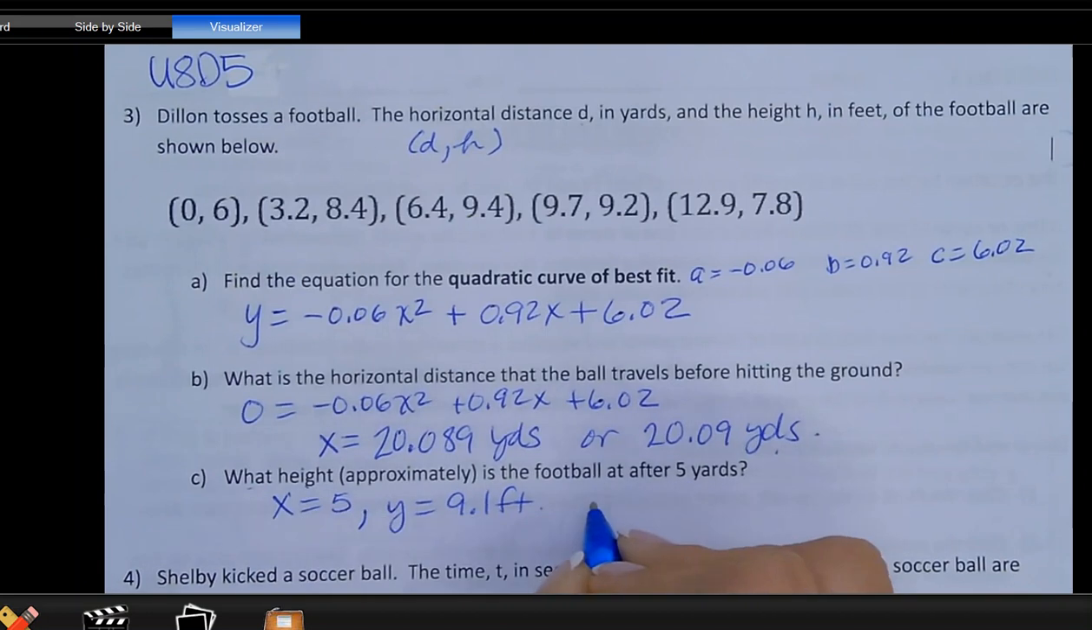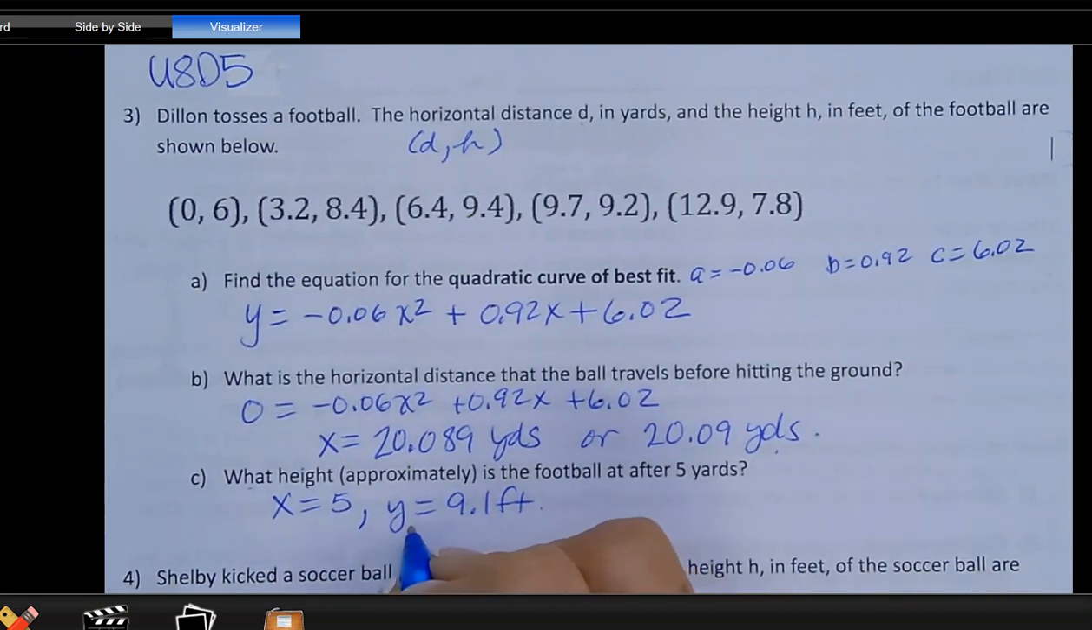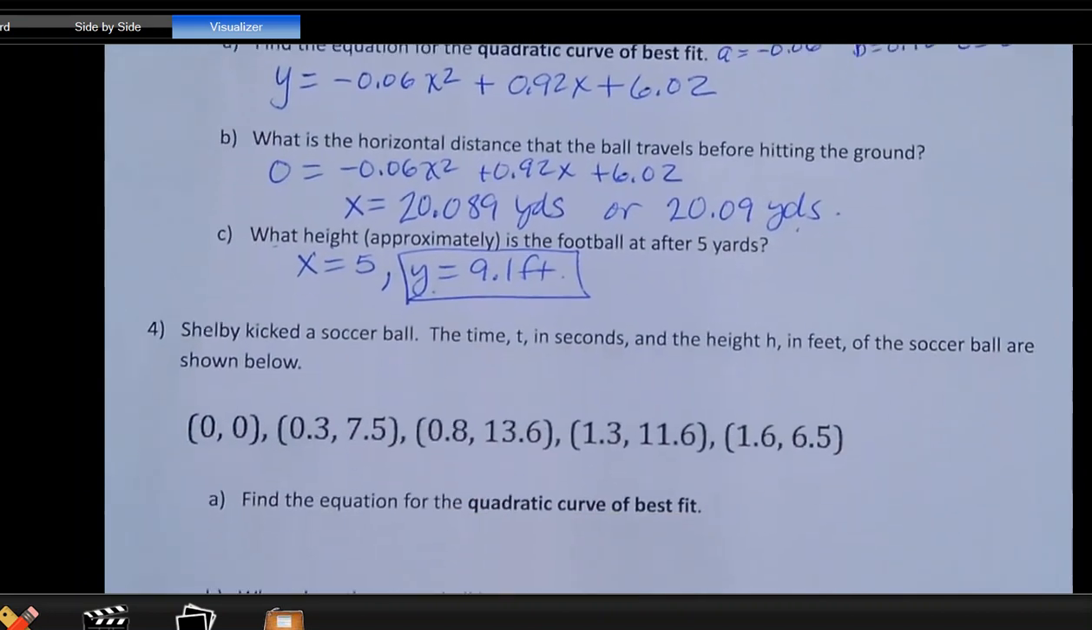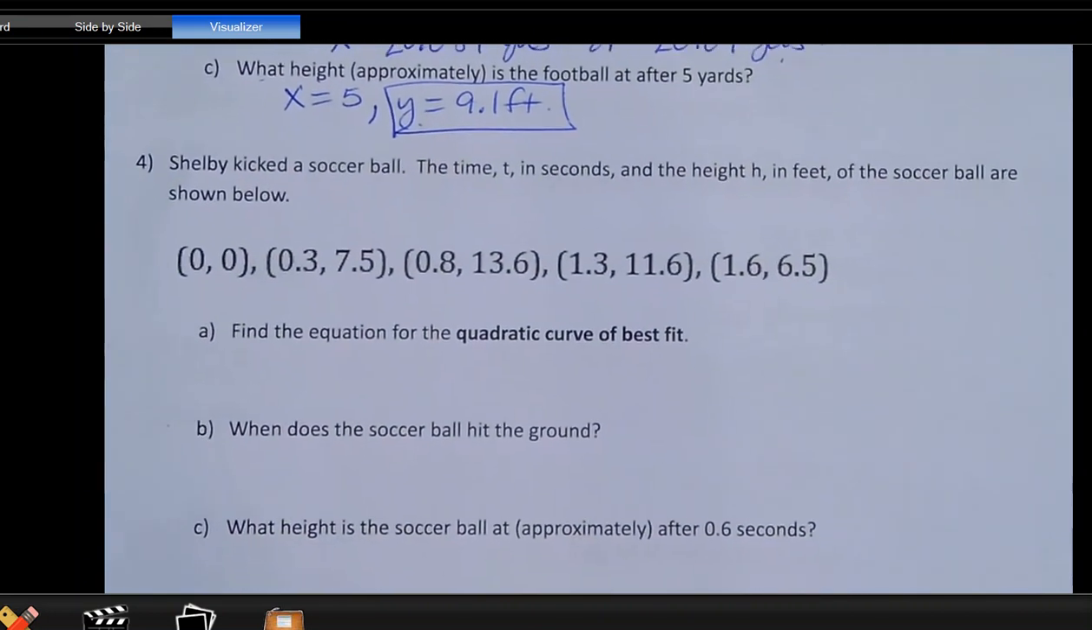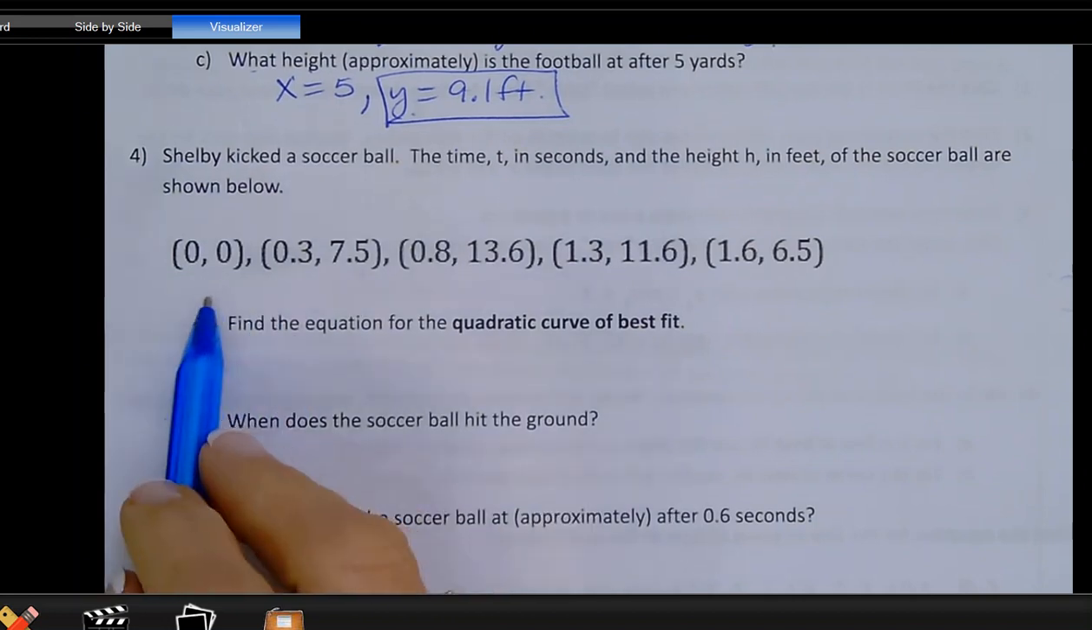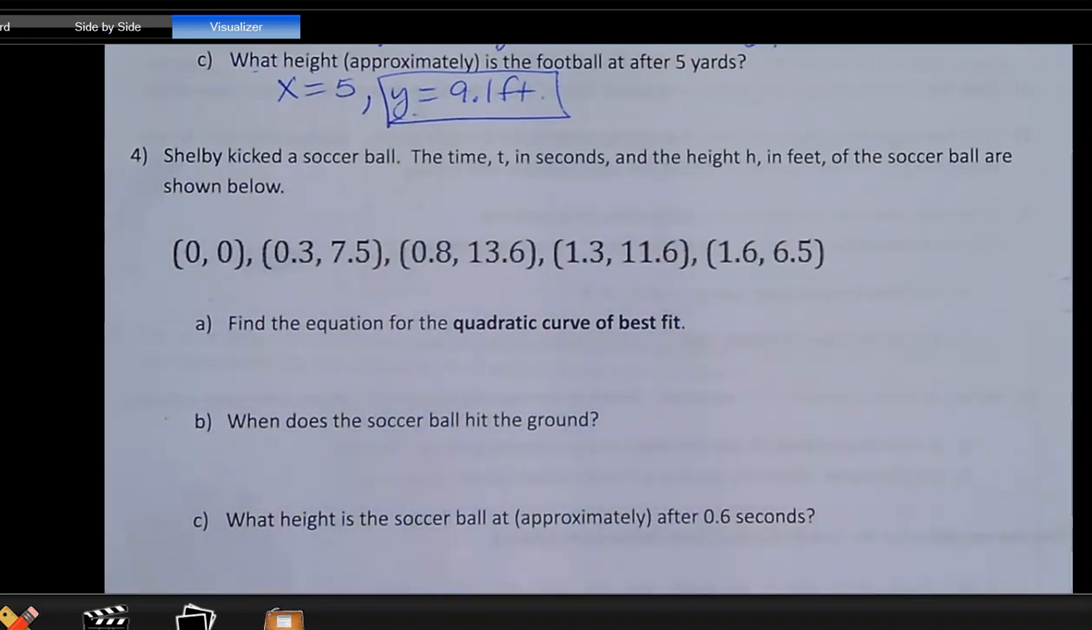Okay, so what height is that football after 5 yards? It is 9.1 feet, or 9 feet, depending on how you've been told to round. Okay, now Shelby kicked a soccer ball. The time t in seconds and the height h in feet of the soccer ball are shown by these ordered pairs. So we're going to do the same thing.